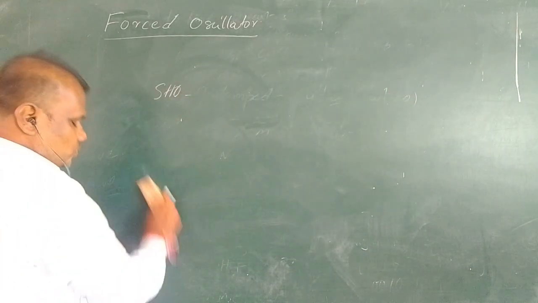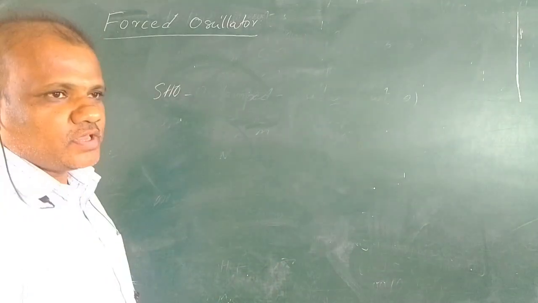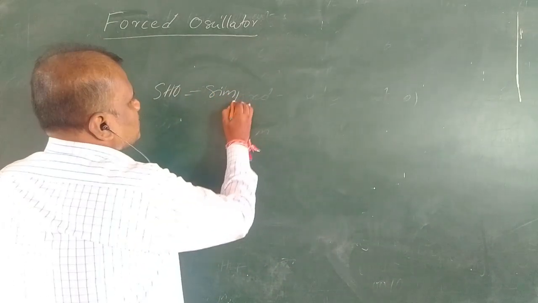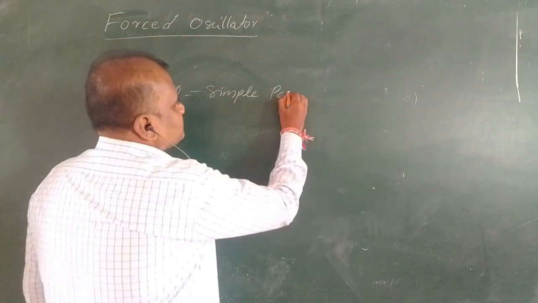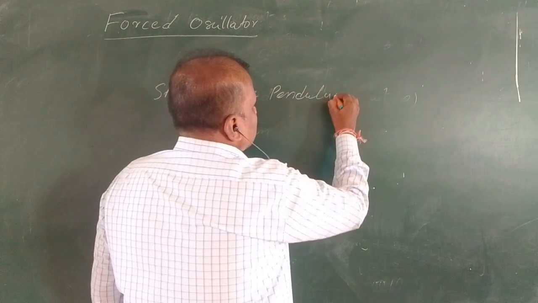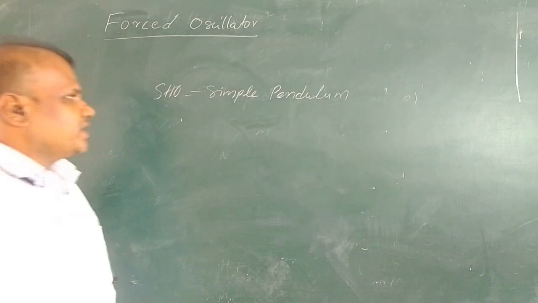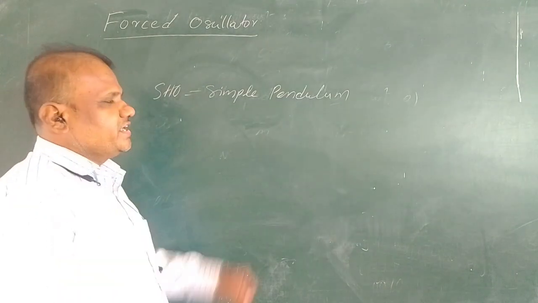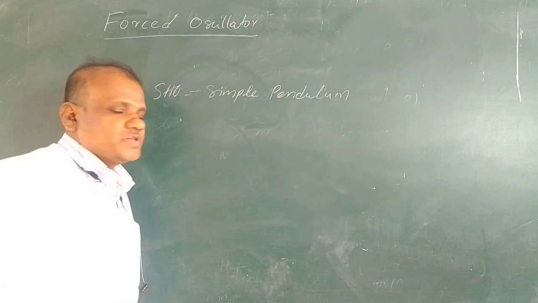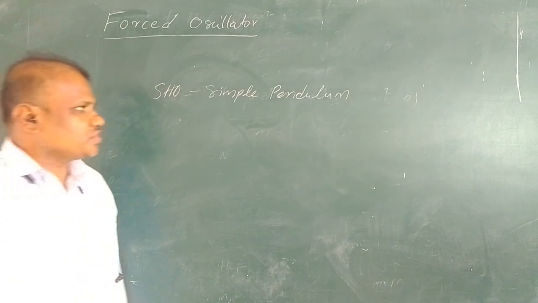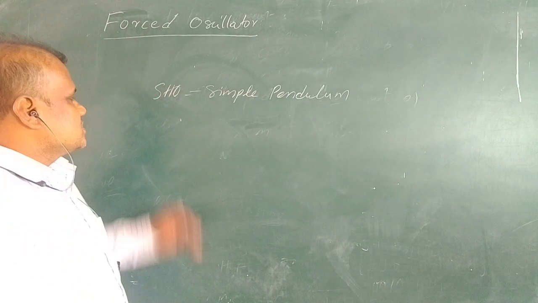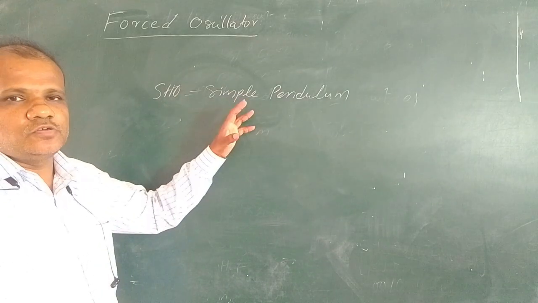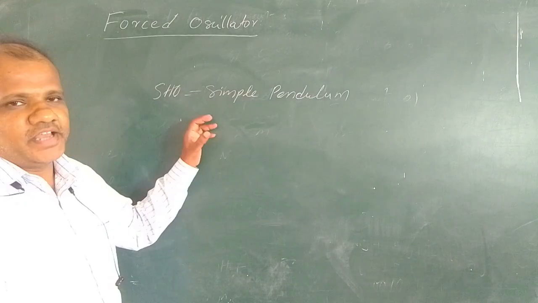But when you do the experiment, for example with a simple pendulum, which is one example of a simple harmonic oscillator, the amplitude of the simple pendulum slowly decreases with respect to time. That is because of friction of the air medium. A simple harmonic oscillator means an oscillator in which the amplitude is constant and does not depend on time.